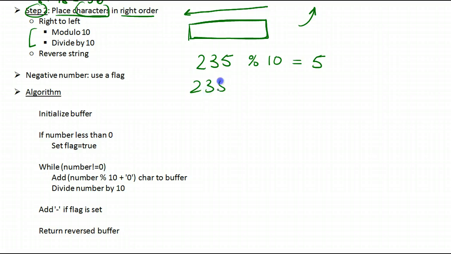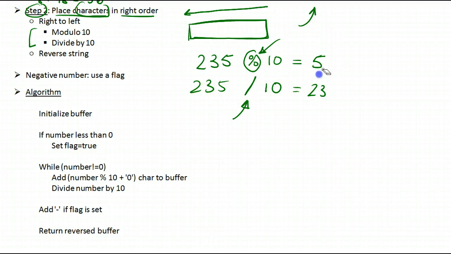And then 235 divided by 10, and this is integer division, so it discards the remainder. The modulo operation collects the remainder. It is performing the same division right here, but instead of giving you the result, it's giving you the remainder. And here, this integer division discards the remainder, so 235 divided by 10 will be 23.